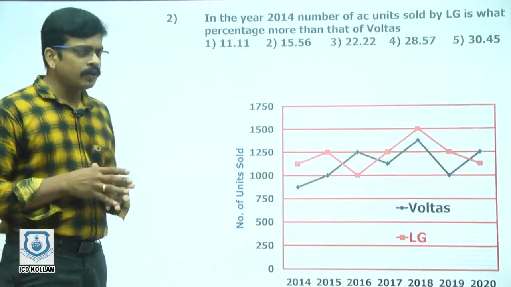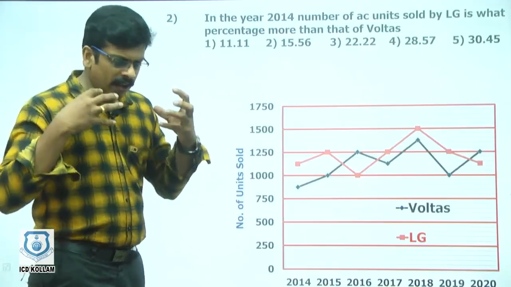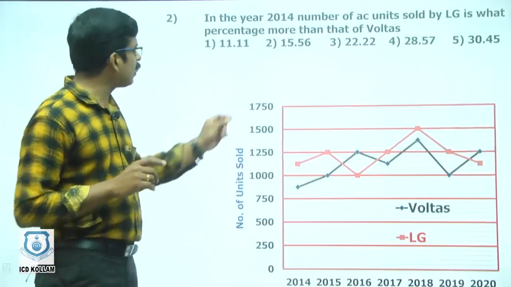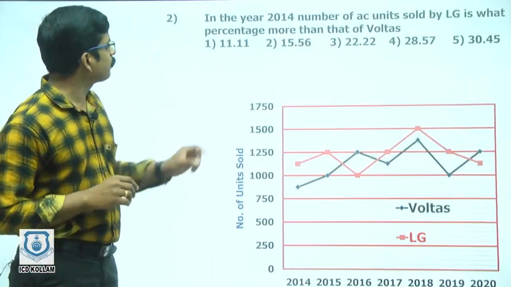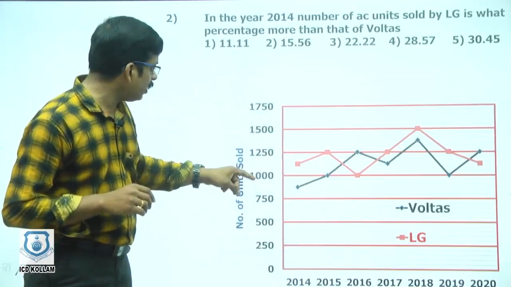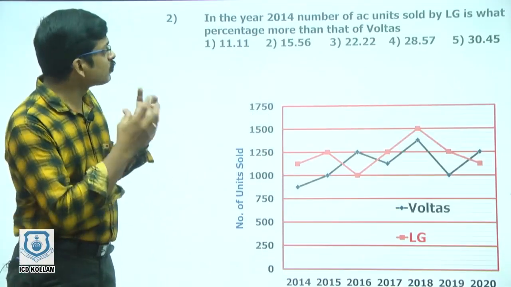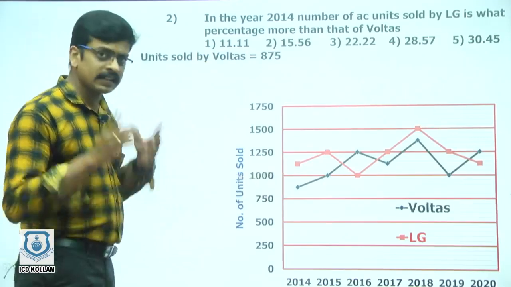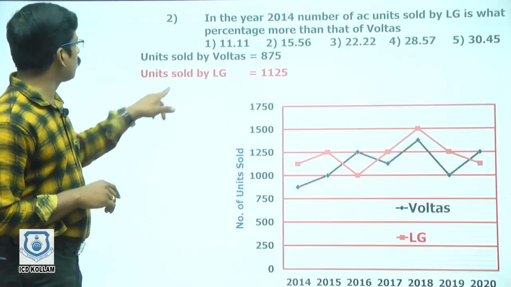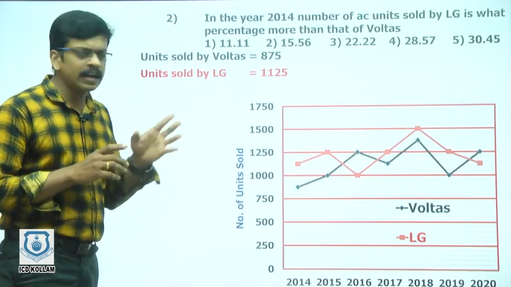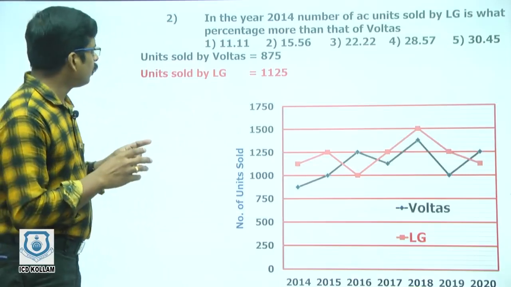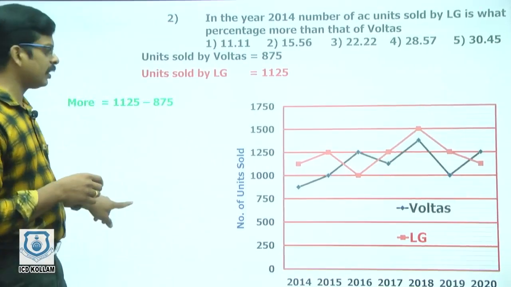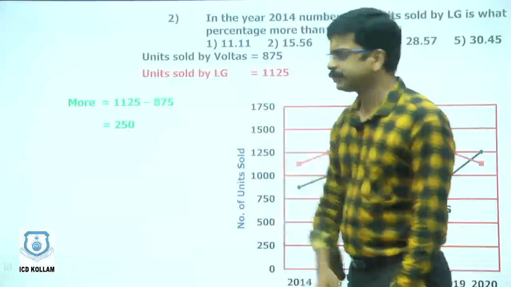Now it's time for solving the question in the traditional or conventional method. First you need to find the value of AC units in 2014 for these two, LG and Voltas. First I calculate the Voltas as 875, as I said earlier, and now I calculate the LG unit as 1125. Now the more is actually the difference between those two numbers, and we get the more as 250.